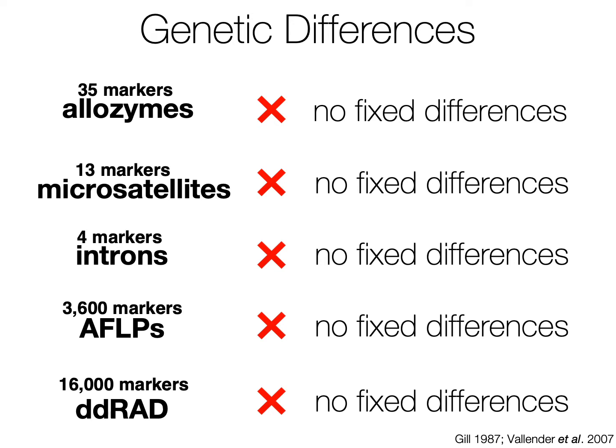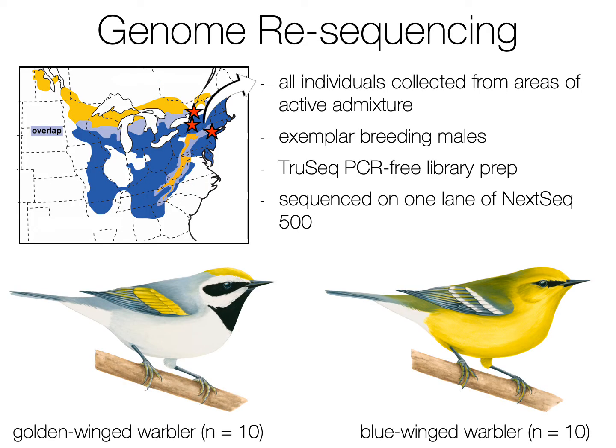So we took advantage of recent advances in sequencing technology to sequence 20 individuals, 10 that looked like perfect blue-winged warblers and 10 that looked like perfect golden-winged warblers. And we did this from a region wherein we knew there was a lot of active hybridization, hoping to take advantage of the fact that hybridization would reduce the genetic background between the birds we were sampling and allow us to detect regions of the genome that may be responsible for the phenotypic differences that they exhibit, like the black-throated mask or yellow body color.